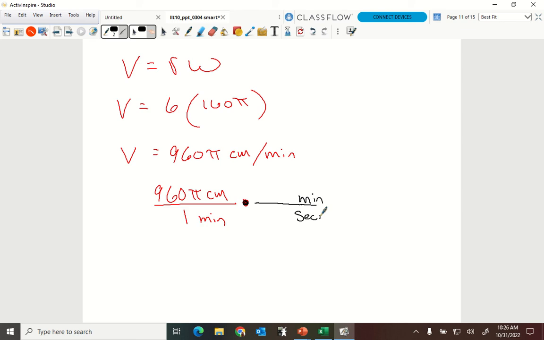Now think about it. These two are both the same thing. It's got to be the value of 1. Where are they both the same? 1 minute is 60 seconds. They're both the same right there, so I'm really not changing the value. I'm changing the way it looks, the units I'm using. So my minute and minute will cancel, and then it's going to be 960 pi centimeters divided by 60 seconds.